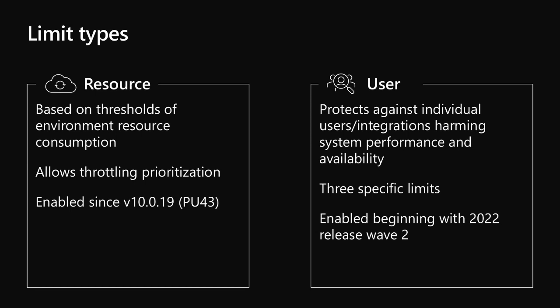What is new and coming soon is user-based service protection limits. While the resource-based protects against aggregate usage of the environment resources, the user-based protects against individual users or integrations from extraordinary usage that has negative impact against the performance and availability of that environment. So it's like making sure that one user or one integration isn't bringing down the entire environment. And there's three limits that we have in place that we'll look at in detail throughout this presentation. But these are coming in 2022 release wave 2, which is the major release coming this October.